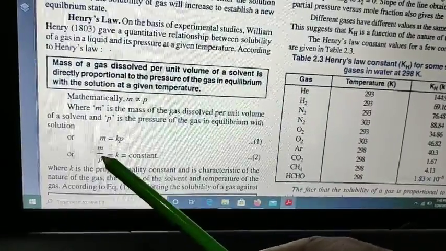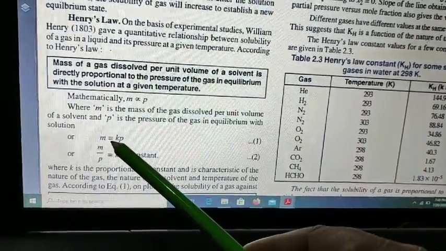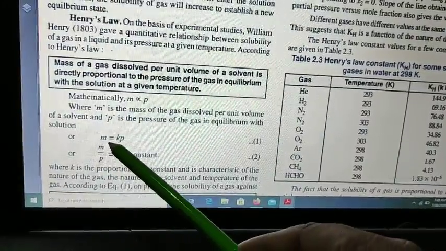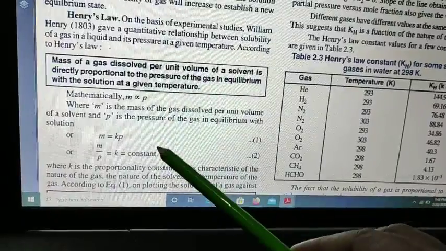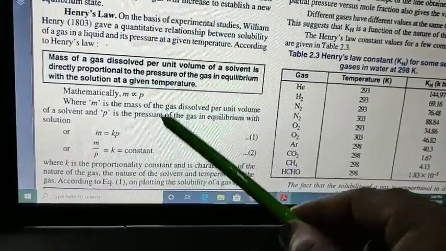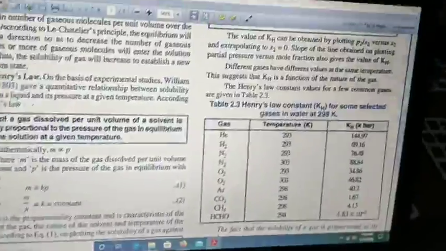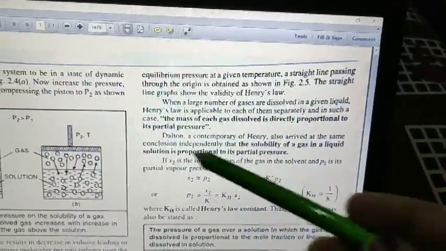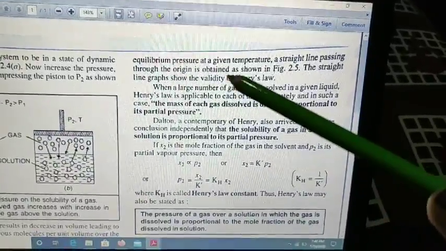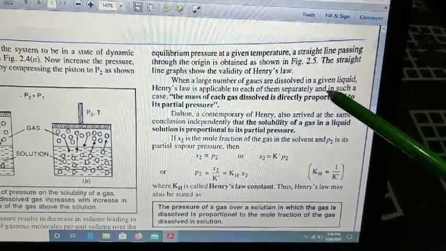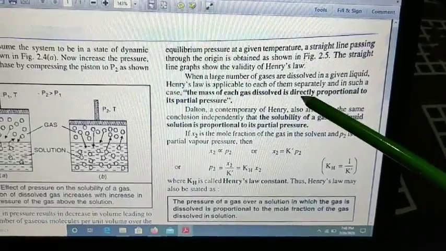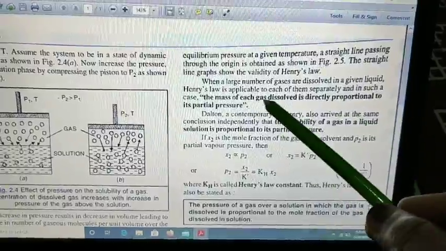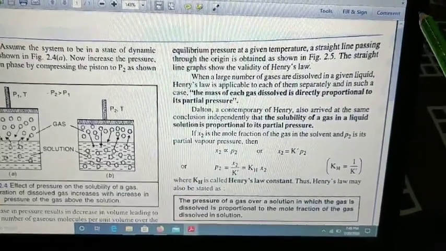So we can remove that proportional sign and put an equal to sign. Once again we can take this P down, so it will be m by P equals constant K, where K is the proportionality constant and it is characteristic of the nature of the gas. That is for one gas, but when you have a large number of gases dissolved in a liquid, Henry's law is applicable to each of them separately. So the mass of each gas dissolved is directly proportional to its partial pressure.